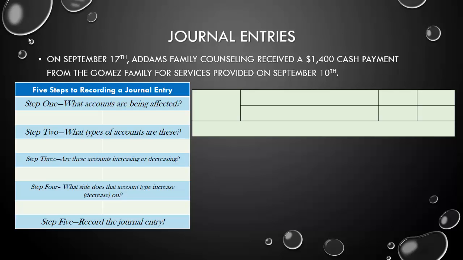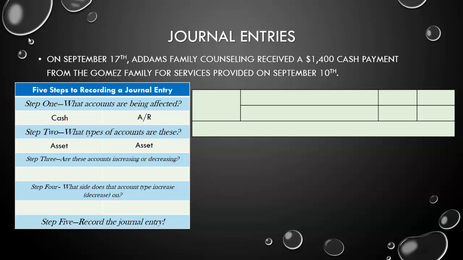What accounts are being affected? Well, firstly, what are we receiving? We're actually getting paid, so cash has to be one of those accounts being affected. The Gomez family no longer owes us this money. We're no longer eligible to receive any money from them because they have paid off their debt to us, which means accounts receivable, or AR, has to be the other account that's being affected. They're paying off their debt. What type of accounts? They are both assets.